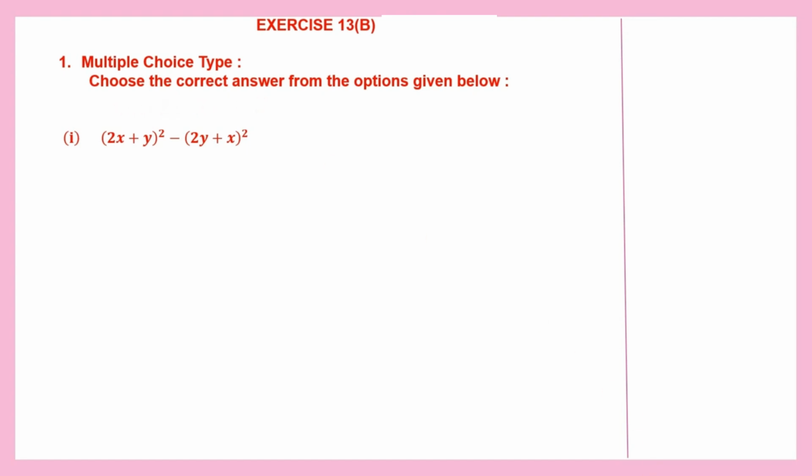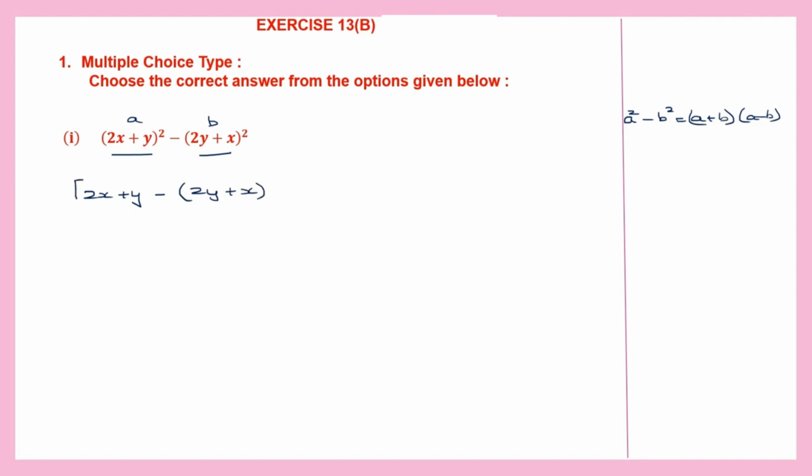Now what is the formula? A square minus b square is equal to a plus b into a minus b. So here we're going to consider this as a and this as b. So a minus b means we take a, which is 2x plus y, minus b, which is 2y plus x.